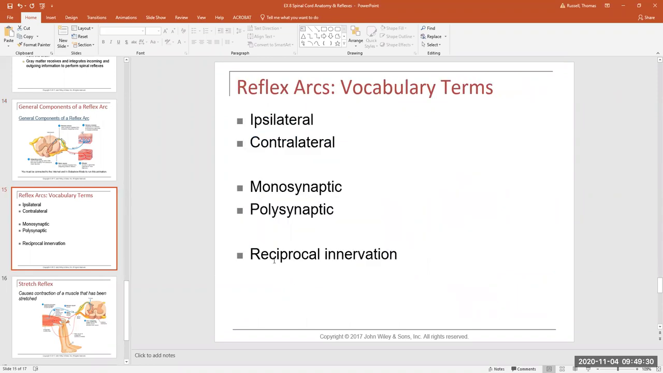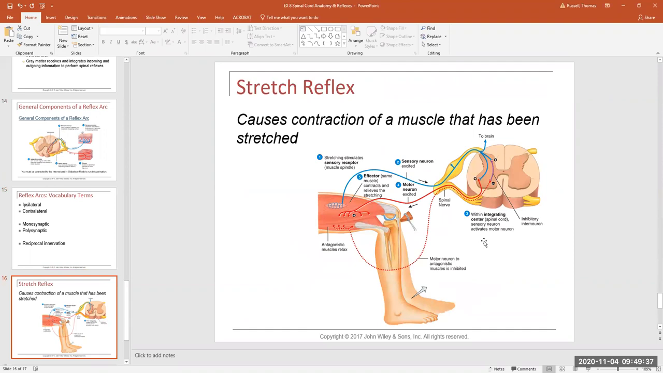And then we have something called reciprocal innervation. So I'm going to show you what that is off of the stretch receptor reflex, which is a common reflex. It's called the patellar tendon reflex that I'm sure you guys are familiar with. If a doctor hits your knee with the hammer, your leg kind of flies up. And this is a reflex to help protect our tendon and our muscle from being overly stretched.